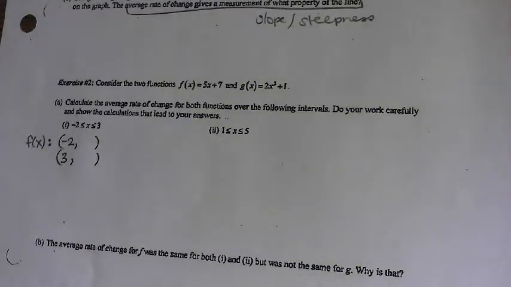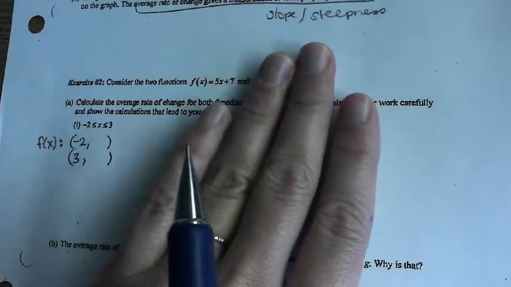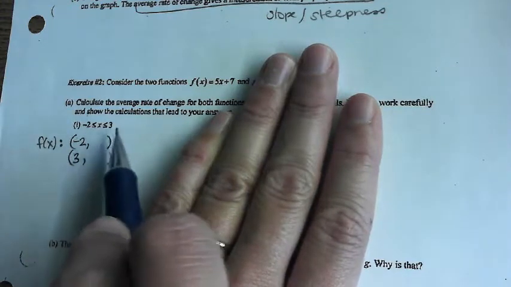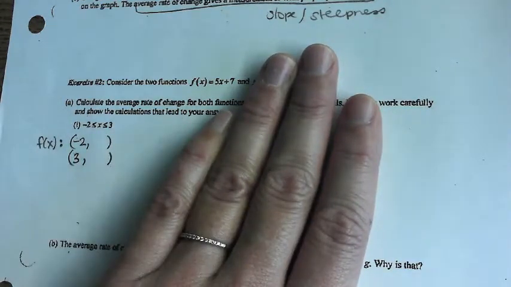Plug in 2 for x in f of x. We're on the f of x function, so right now we might as well not even look at g of x. Just plug them in. You know the interval of the x coordinates you're looking for. You just have to find the corresponding y.